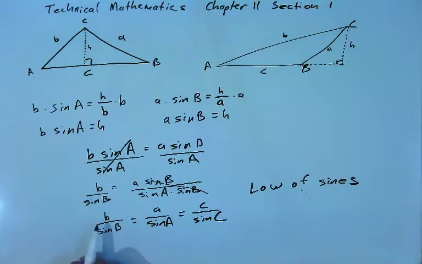Which says that the length of any side divided by the sine of the angle opposite of that side will be equal to any other side divided by the sine of the angle opposite that side as well. And so we can use this law to solve triangles that are not necessarily right triangles. We can do that using this law.